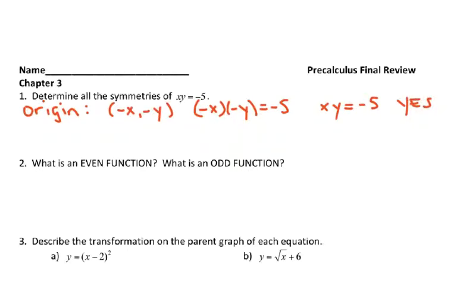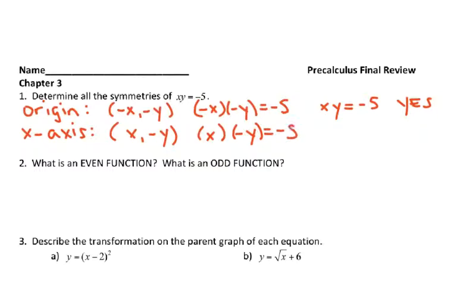The next symmetry we generally try to check is symmetry over the x-axis. Symmetry over the x-axis occurs when you replace y with negative y. If you get the same equation you started with, it's symmetric over the x-axis. So if I do nothing to x, but I replace y with negative y, x times negative y is negative xy. Those two negatives end up canceling and you get xy equals 5, which is not the same equation you started with.